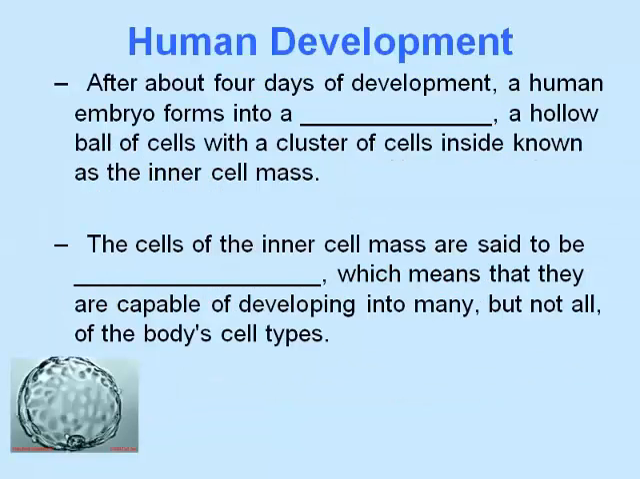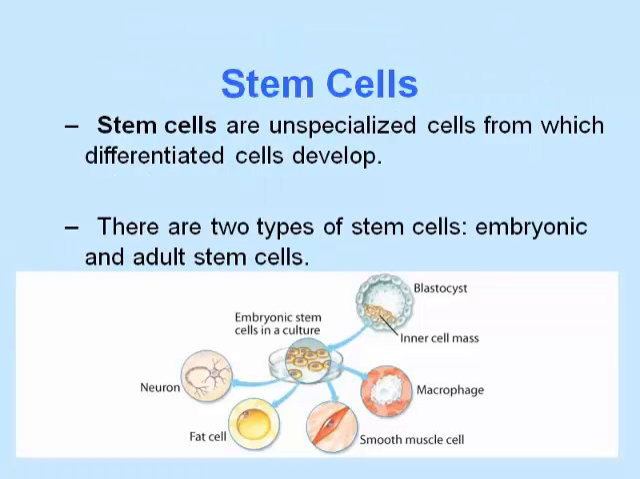About 4 days into development, a human embryo forms a blastocyst, which is basically a hollow ball of cells with a cluster of cells on the inside. The cells of the inner mass are said to be pluripotent, so not totipotent. Totipotent again can turn into anything. Pluripotent means they have the ability to develop into many, but not all, body cell types. Stem cells are basically the unspecialized cells from which differentiated cells develop. There are two types of stem cells: the embryonic, which the big controversy is over, and then the adult stem cells.